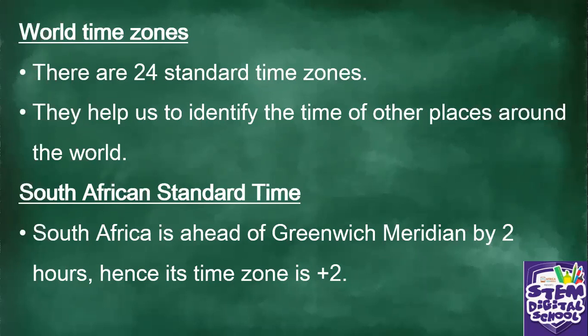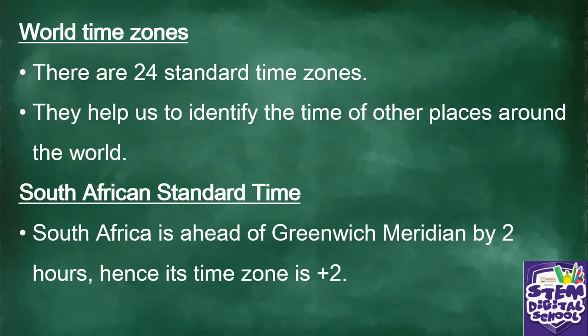Now, you leave at 7 a.m. at OR Tambo. It may happen that you arrive in Australia at 7 a.m. Australian time. It may happen that you arrive in Australia 7 a.m. again. But by the time you arrive in Australia, the time will be different in South Africa. You understand now? So that is how world time zones work. They help us to understand the time around the world.